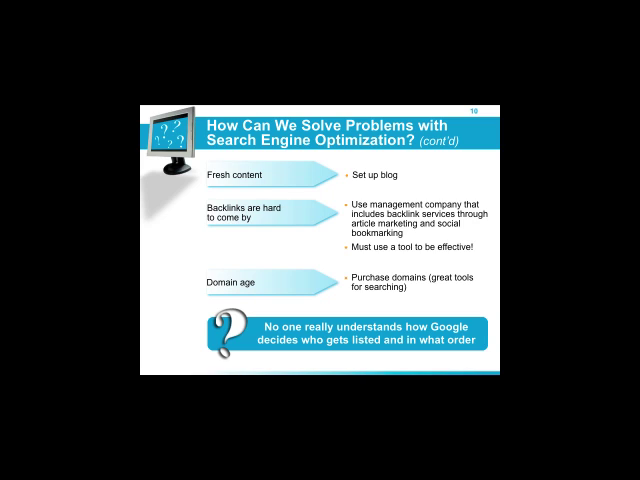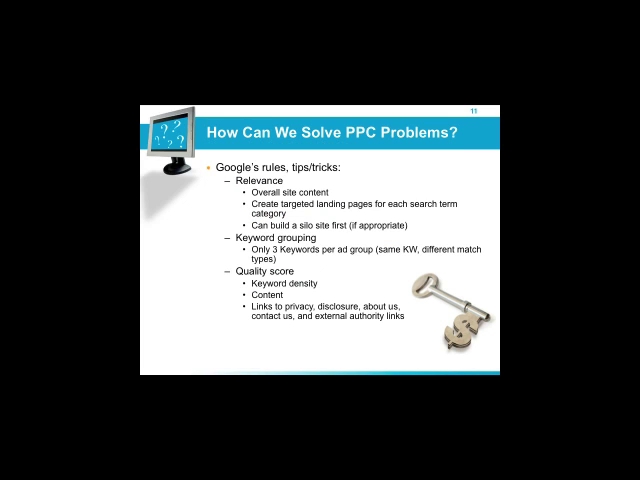Now, finally, how do you sort out your domain age problem? Well, one thing you could do is buy a domain that's already old, and there are lots of places you can buy old domains. All you have to do is make sure you buy one that is related to your business. Now, how can we solve PPC problems?